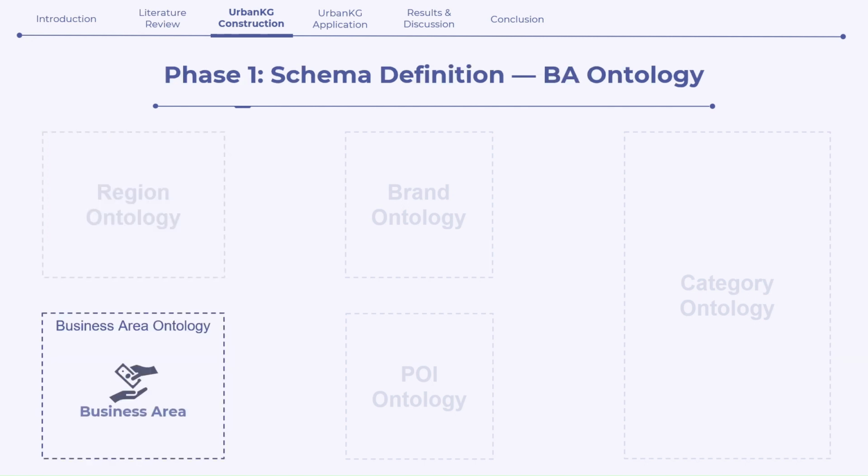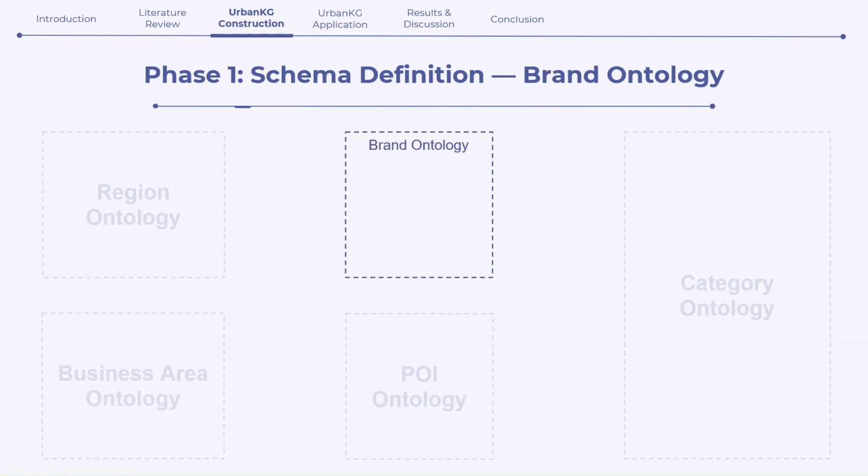Next, the business area ontology contains business area entities. These business areas are another kind of geographical partitions, but they are partitioned based on commercial zones drawn by a government authority. Next, the brand ontology contains brand entities, which refer to the various brands operating in Singapore. These brand entities can be connected by the related brand relation, which connects brands that are related to one another based on common sense and understanding.